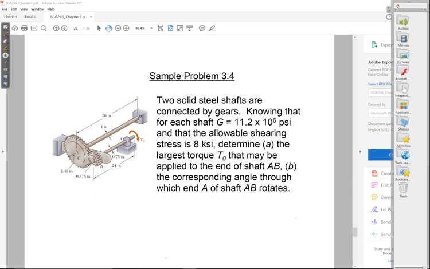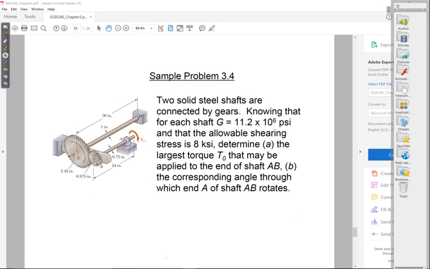And then what you're asked to find is this. Part 1, find the largest torque that can be applied to the free end of shaft AB. And then based on that amount of torque, find the angle through which end A is going to rotate.